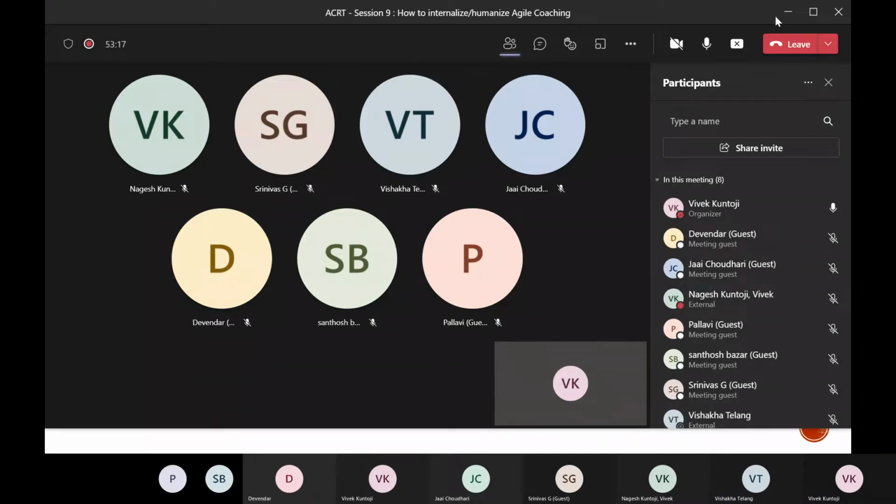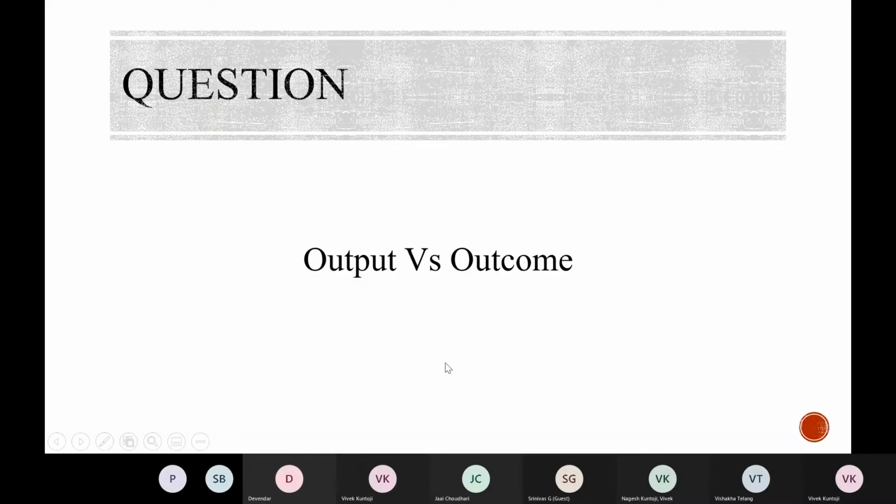Yeah. So can anyone tell me what you mean by output and what you mean by outcome? Is there any difference or are both the same? Can anyone quickly tell me? Output is in a subjective form.